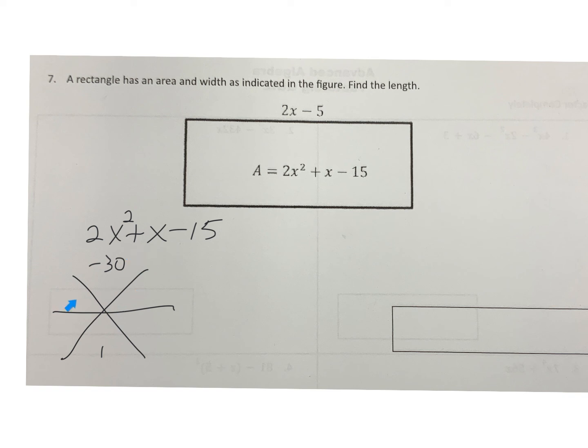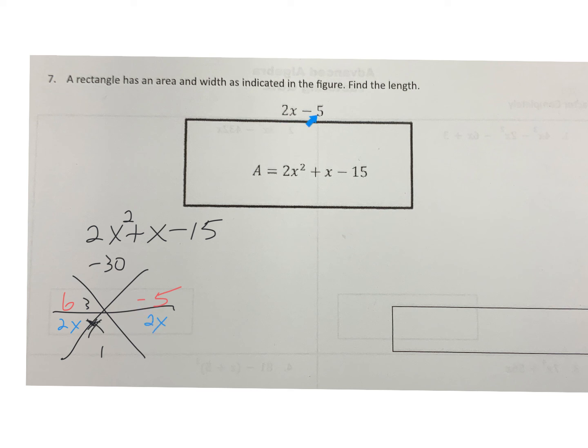Because 6 times 5 could be 30, but we need one of them to be negative, and when we combine them, we need a positive 1. So that's going to be a 6 and a negative 5. And then with our snowflake method, we use this 2 as our denominator. It's not really a denominator, but we are going to simplify these. So 6 over 2x could simplify to 3 over 1x. And then you see the factor here, negative 5 over 2x.